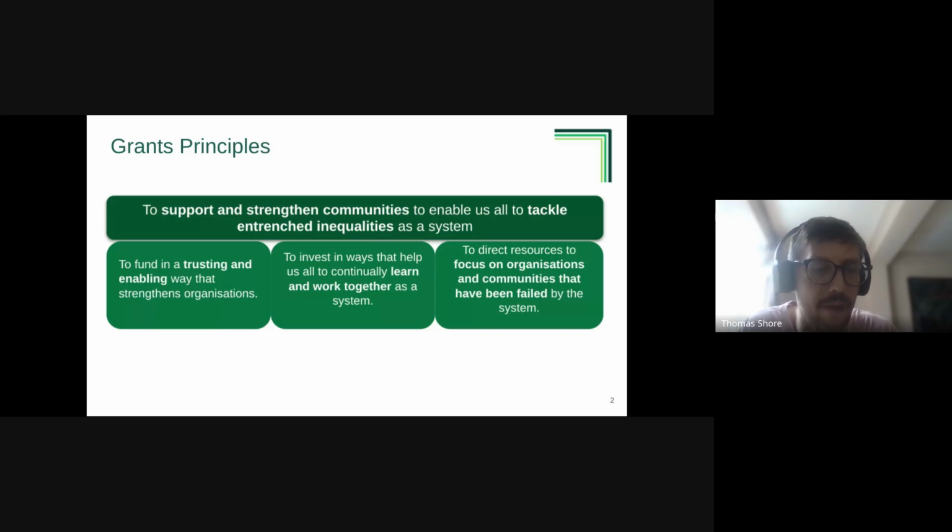So the overall principle is to support and strengthen communities and tackle entrenched inequalities as a system. And to do that, we want to fund in a trusting and enabling way that strengthens organisations to invest in ways that help us all to continually learn and work together as a system, and to direct resources to focus on organisations and communities that have been failed by the system.